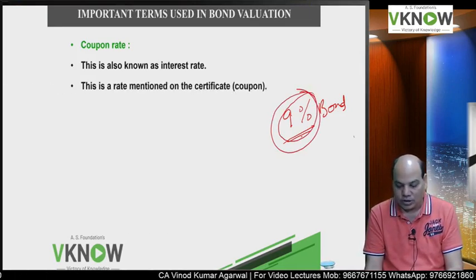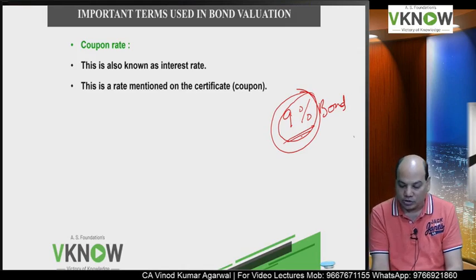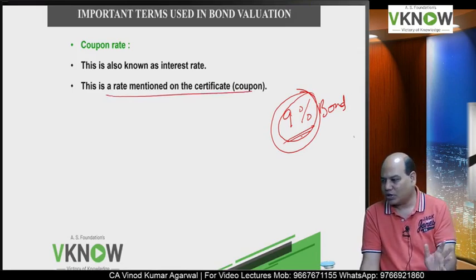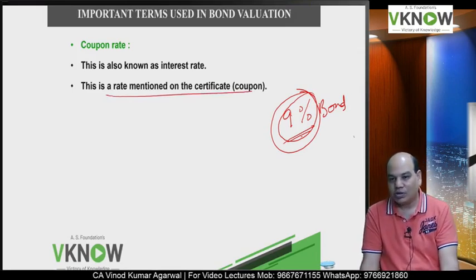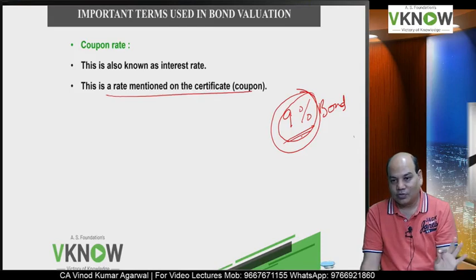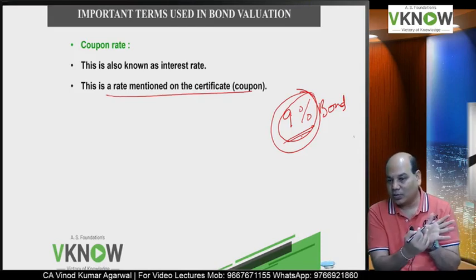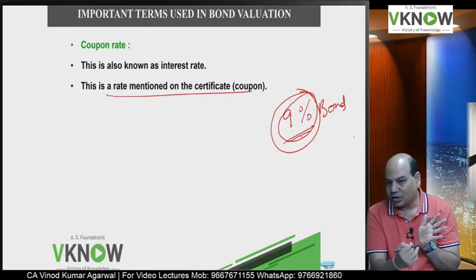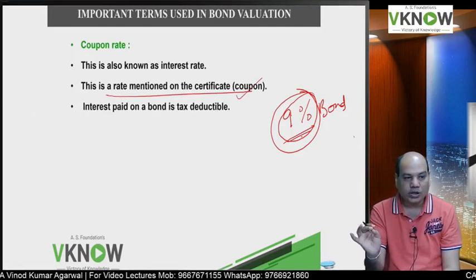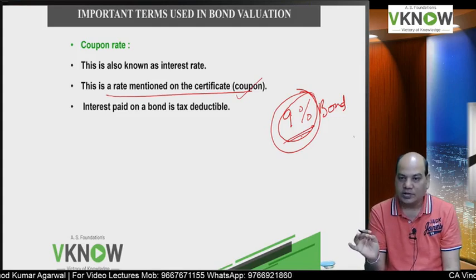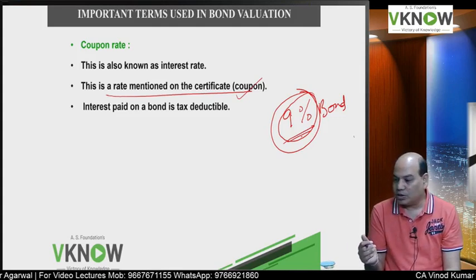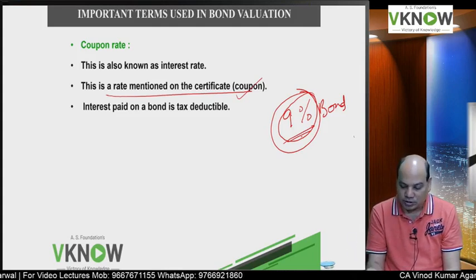So this is called interest rate. This rate is mentioned on the certificate. Nowadays physical certificates are not there, but earlier there used to be physical certificates. When you invest in a bond, you'll receive a certificate which will mention 9% interest rate. That is also called coupon rate. So we will use the term coupon rate or interest rate interchangeably. When I am saying coupon rate or interest rate, it means the same.